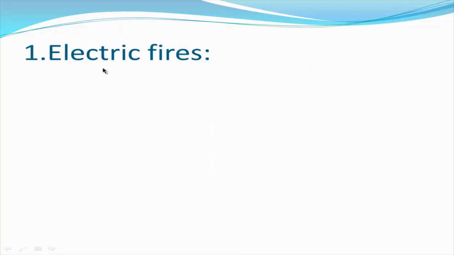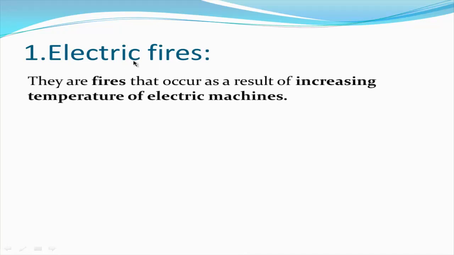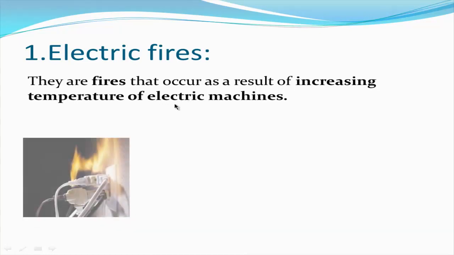The first type of direct injuries we will talk about: electric fires. What is meant by electric fires? They are fires that occur as a result of increasing temperature of electric machines. Again, what is meant by electric fires? They are fires that occur or happen as a result of increasing temperature of electric machines.